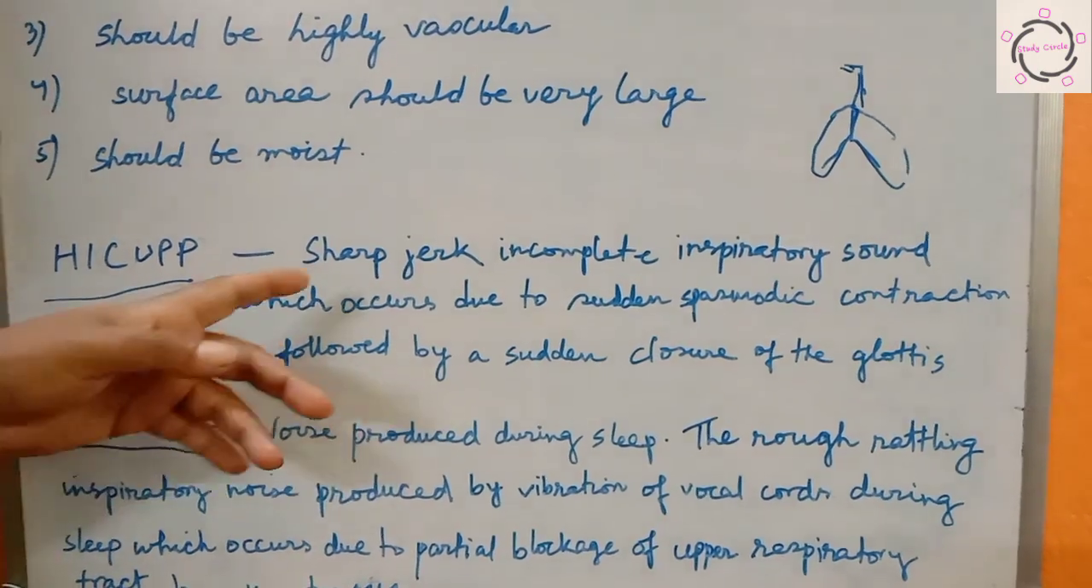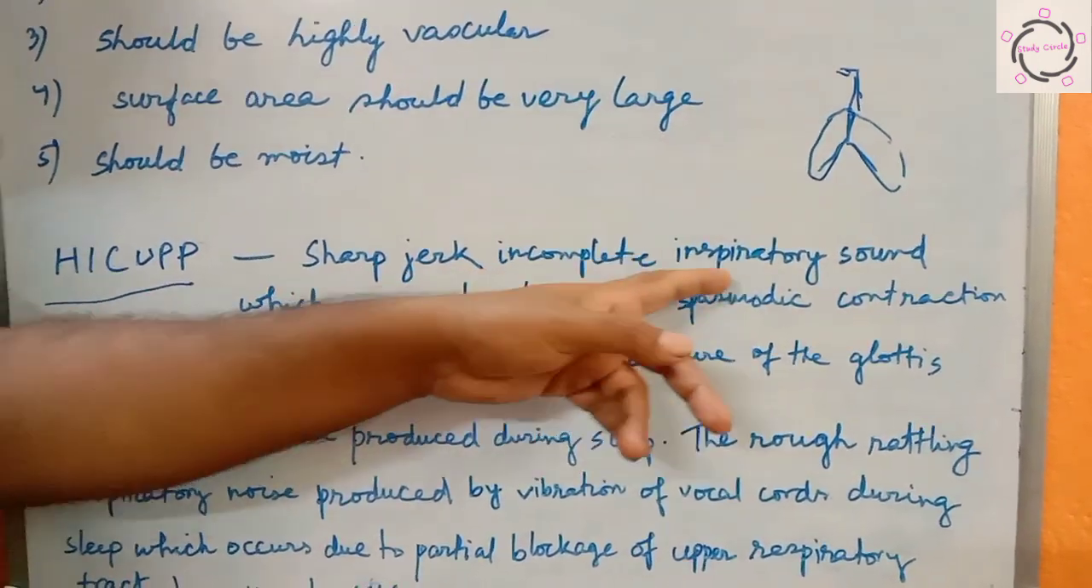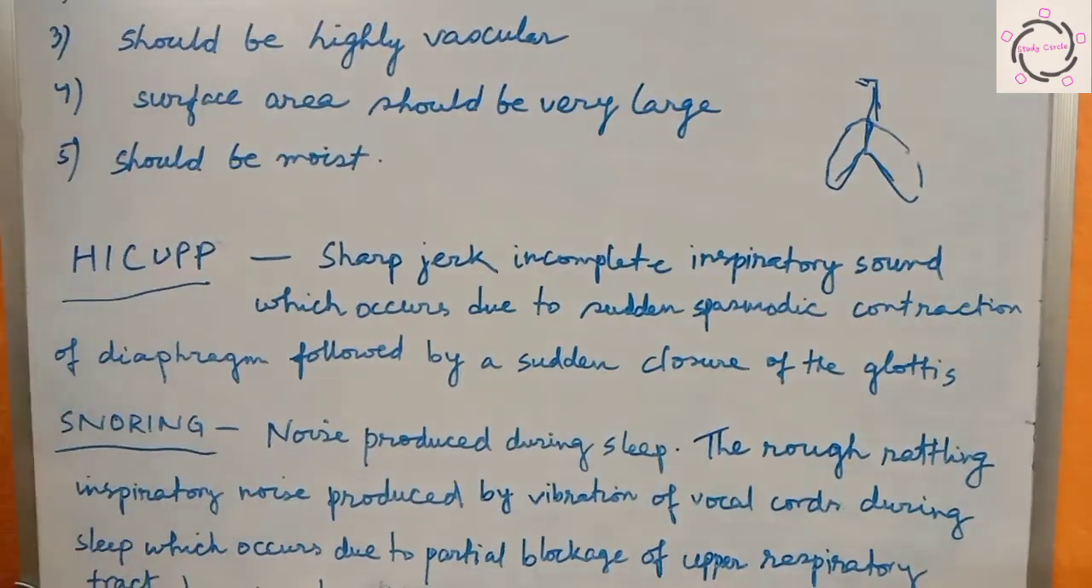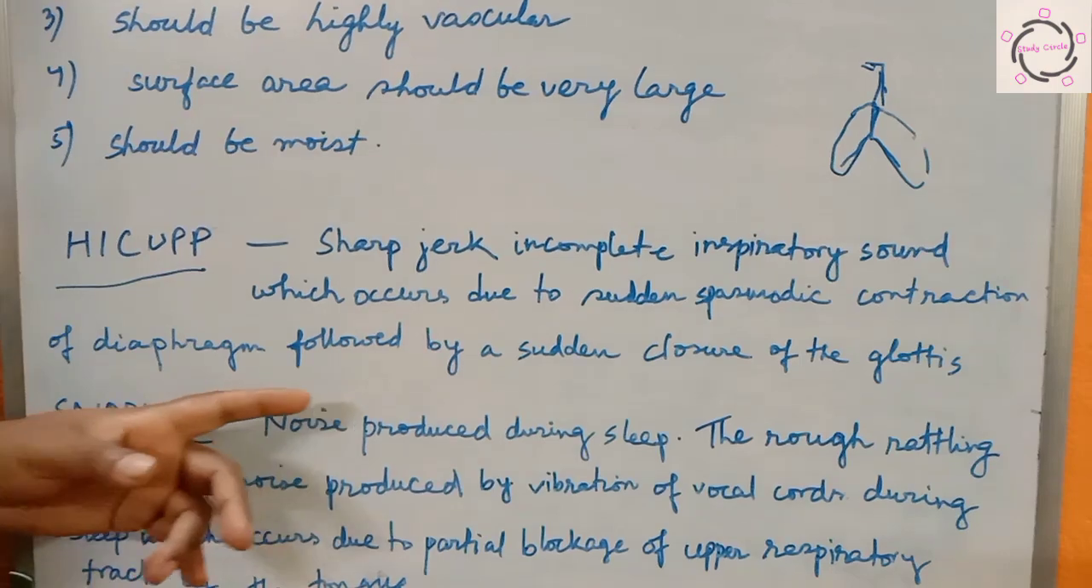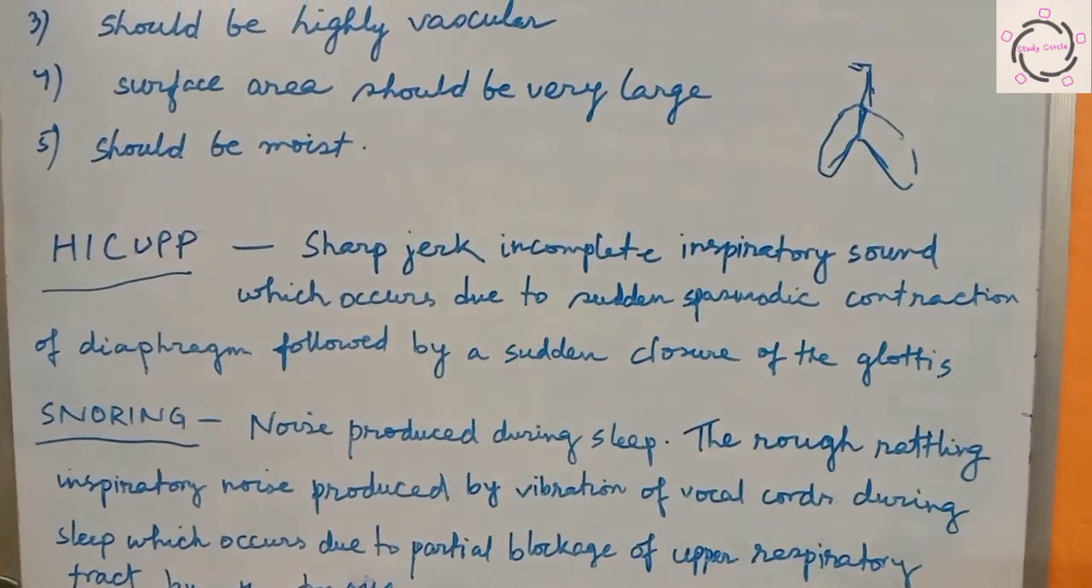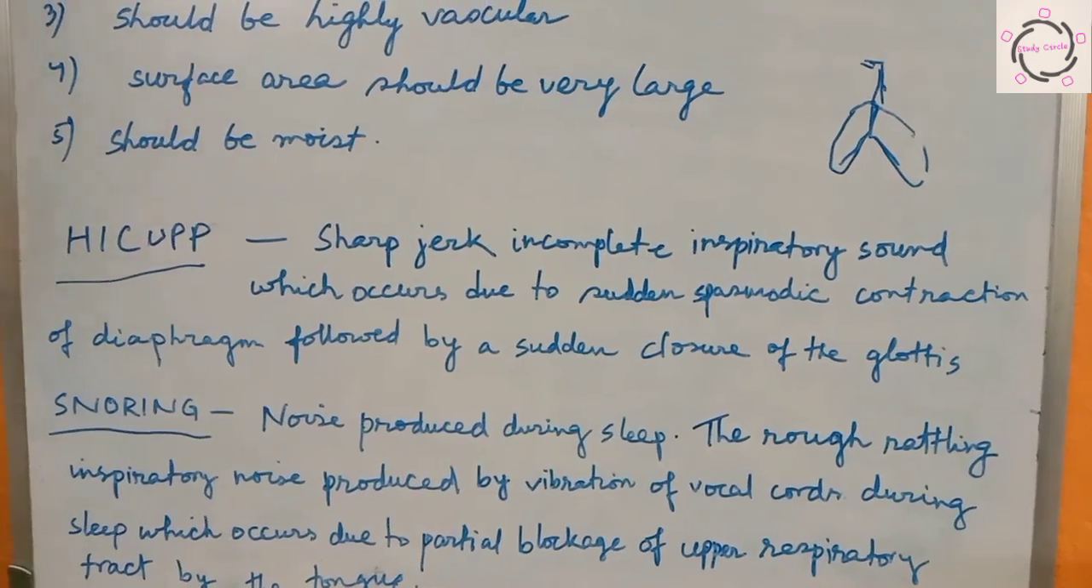So once again, hiccup is a sharp jerk, an incomplete inspiratory sound which occurs due to sudden spasmodic contraction of the diaphragm followed by a sudden closure of the glottis. Now if the glottis is closed suddenly, then these hiccups will arise.